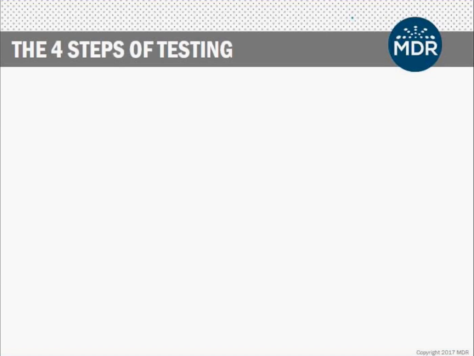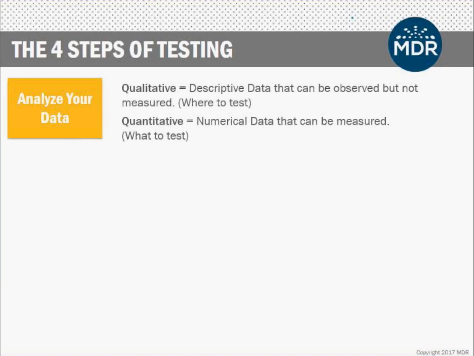No matter how simple or complicated, a test really has four major components and four steps that you should be thinking about when setting it up, or even considering what you should be testing. First off, you need to analyze your data. There are only two types of data you're going to be working with. There's qualitative data, and that's really the descriptive data.